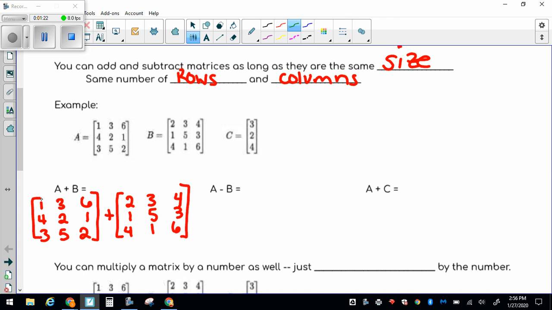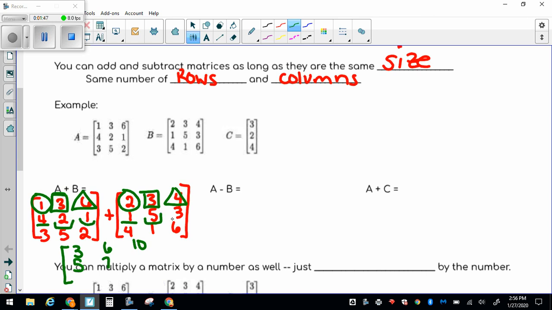Adding the top left in each, 1 plus 2 gives us 3 for the top left. I'm going to add the top center, 3 plus 3 makes 6. I'm going to add the top right, 6 plus 4 makes 10. And I'm just going to do that all the way down. 4 plus 1 makes 5. 2 plus 5 makes 7. 1 plus 3 makes 4.